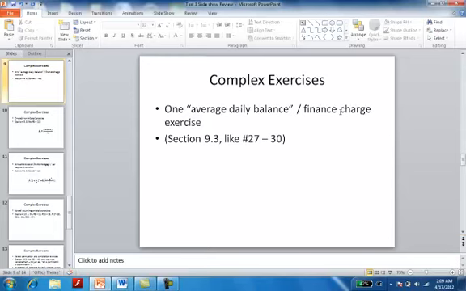The average daily balance finance charge exercise. This is one of those that we did in class, like numbers 27 through 30, where you have a credit card balance and then maybe you purchase something, then maybe you have made a payment and you have to go through all those days of the month. Like if it's June, it's 30 days. If it's July, it's 31 days, and you have to compute the average daily balance by adding all the numbers up and dividing by 30 or 31 or 29, 28, depending on the number of days in the month, and then calculate the finance charge. Again, I've gone over one of these in class, and with your notes, you should already have the opportunity to know how to do this.